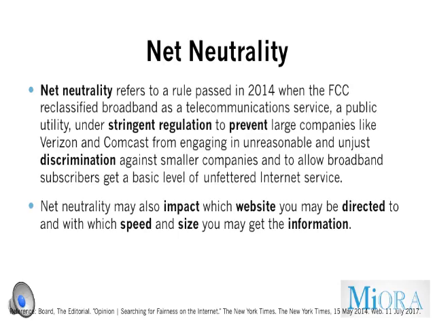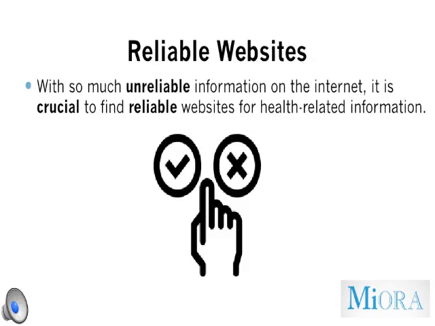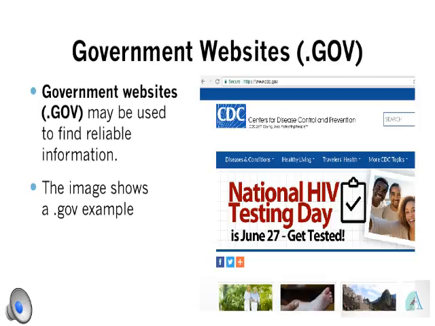Authority of source. It is important to know if the information posted is coming from an authority on the subject. In the following slides, this subject will be discussed. Reliable websites. With so much unreliable information on the Internet, it is crucial to find reliable websites for health-related information. Government websites, .gov. Government websites may be used to find reliable information. The image shows a .gov example.